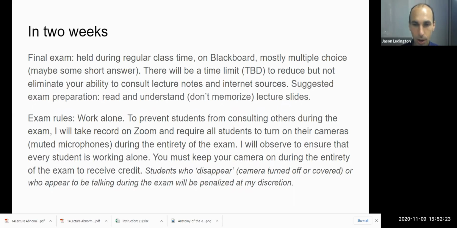Keep your camera on during the entirety of the exam to receive full credit. If you disappear or turn your camera off or cover your camera, then I'm going to take special interest in that and penalize your exam results based on your behavior during the exam. Does that make sense? Hope so. A couple questions in the chat box.